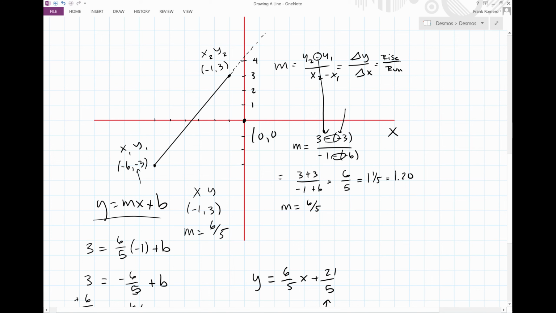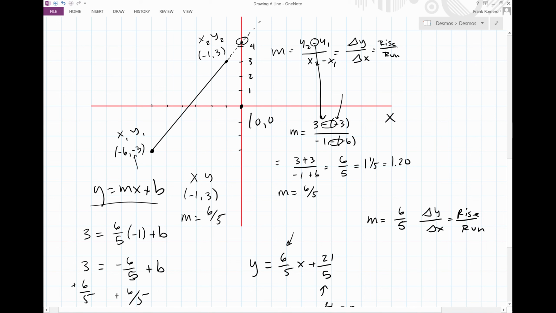Another thing, this slope. The slope is 6 over 5, that's the change in y over the change in x, that's the rise over the run. What is that? Well, if I get this point over here, it says I will rise 6 and then run 5. Look at this, I'm going to rise 6: 1, 2, 3, 4, 5, 6. Rise 6.